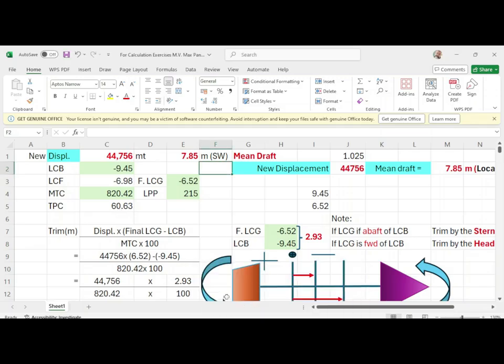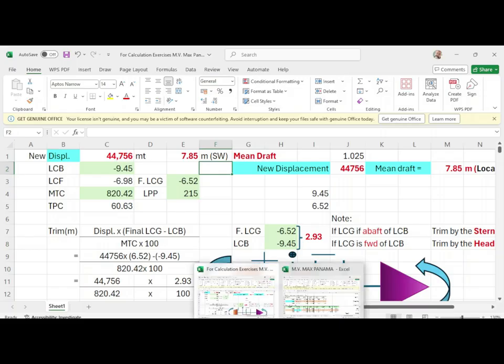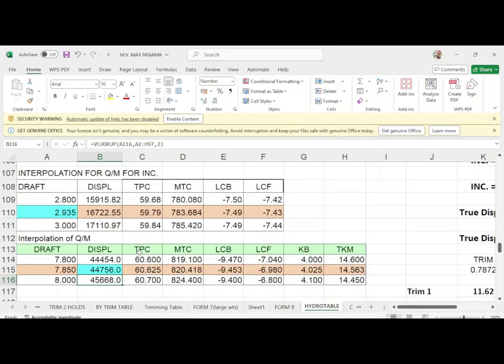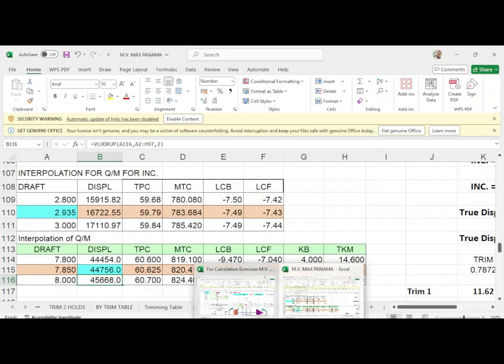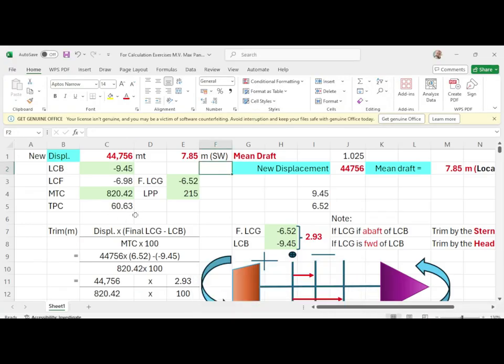TPC is 60.63. When you round it up, TPC is 6.3. Okay. Now, there's a formula for trim.